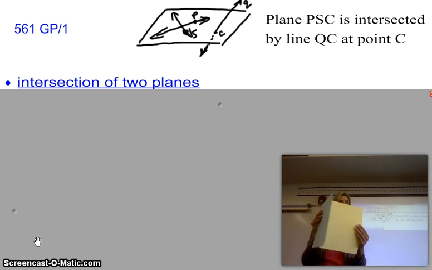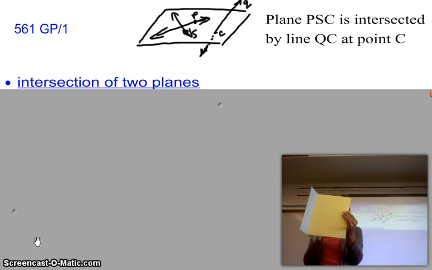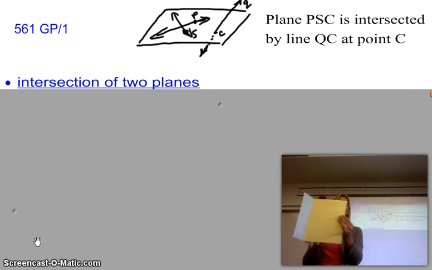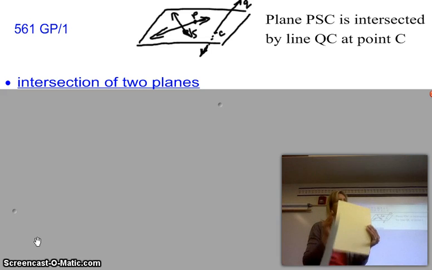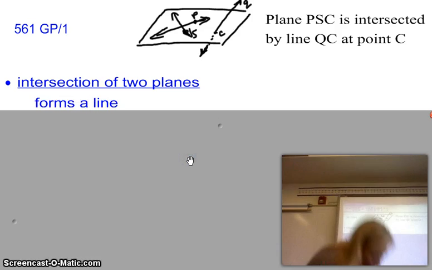Or are they touching at only one point? Actually, I see like a whole string of points, don't you see? Right? So they're forming a, what? A line. They're forming a line at that point, okay? So when two planes intersect, you have a line.